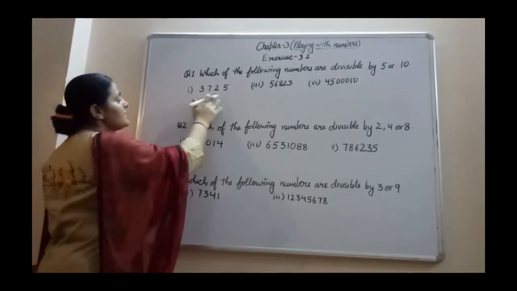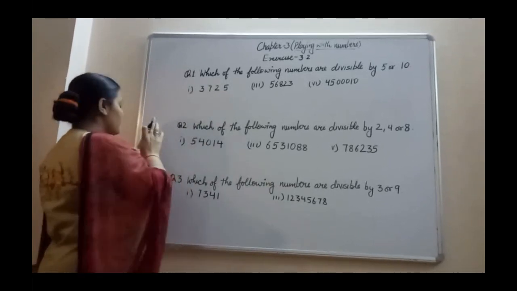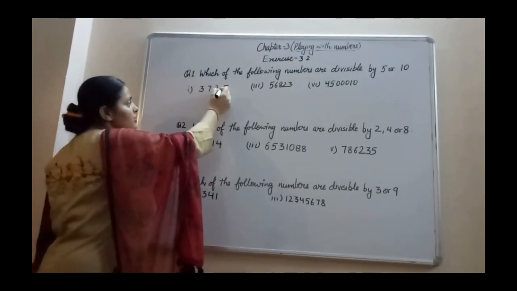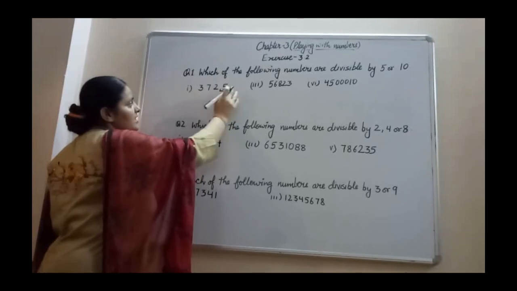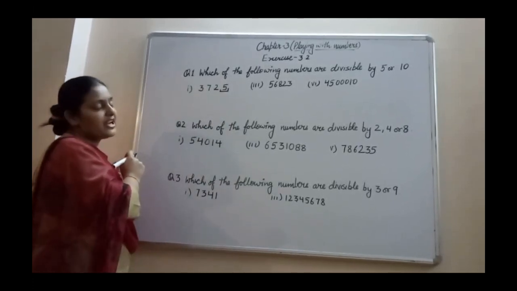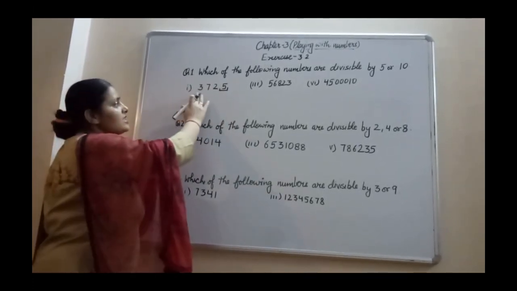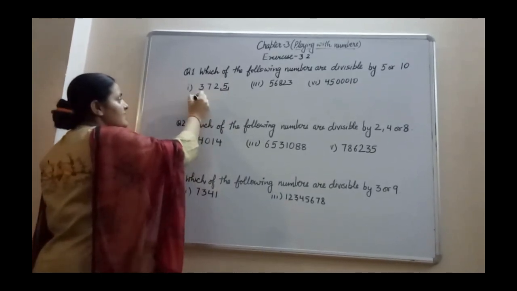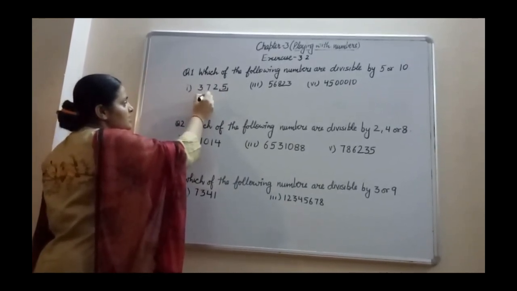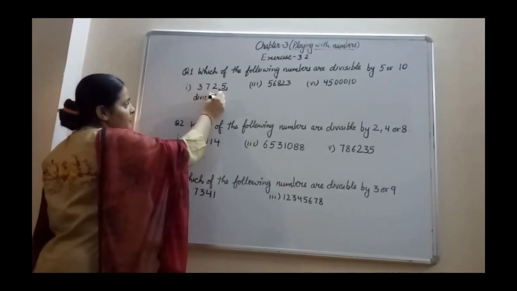The first one is 3725. We can clearly see that the last digit of the given number is 5 and it means it follows the divisibility rule of number 5. And this shows that this number is divisible by number 5. So we can say this number is divisible by 5.